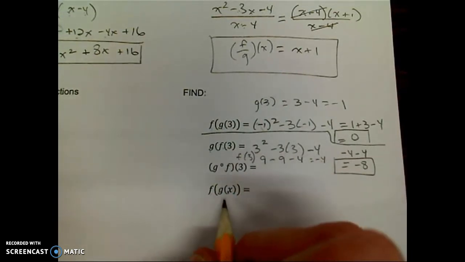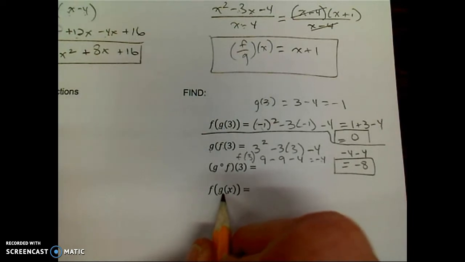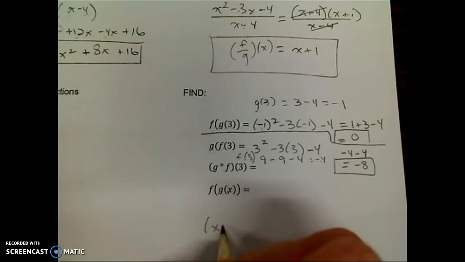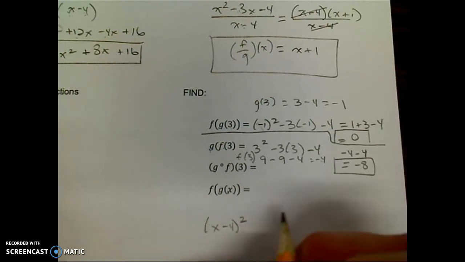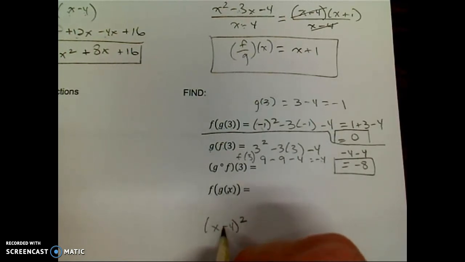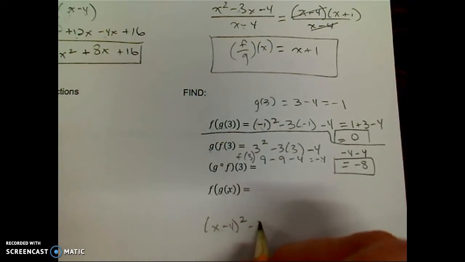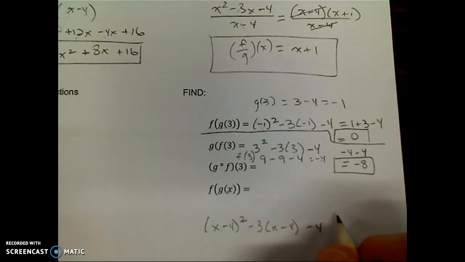I'll come back to this one momentarily. So we would take the g of x and substitute it completely in place of the f. So now I have x minus 4, and instead of x squared, my g function becomes the x. Minus 3 times x minus 4 minus 4.